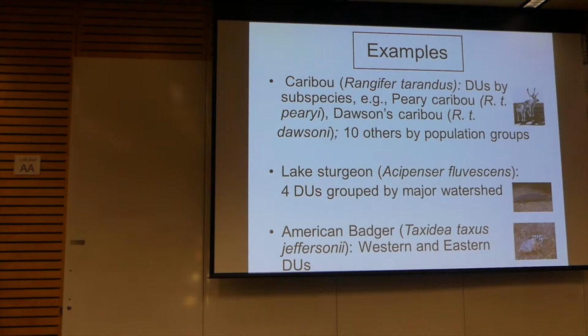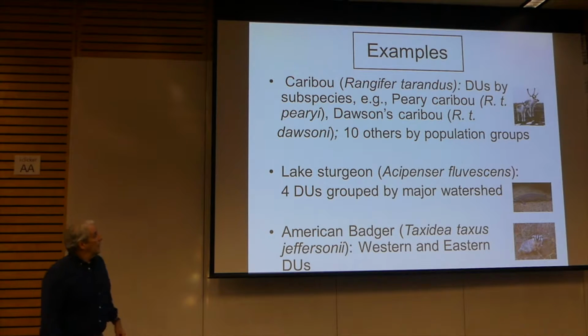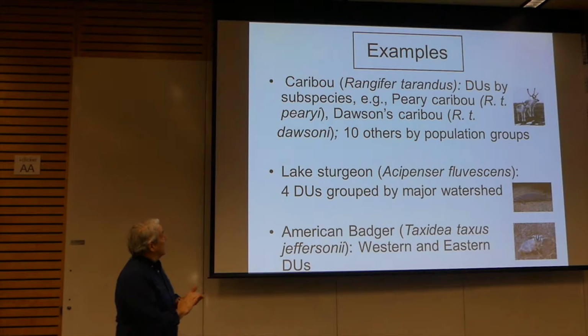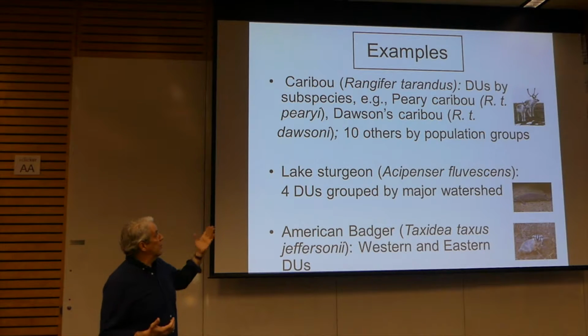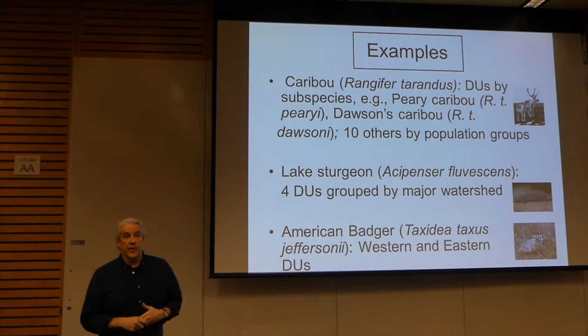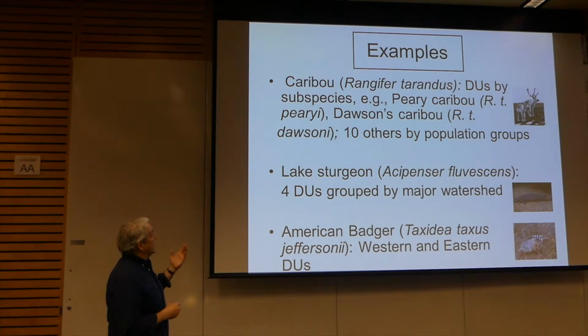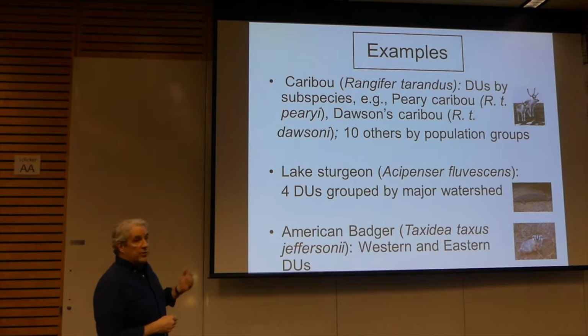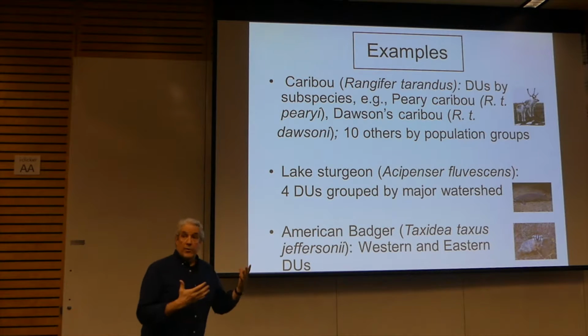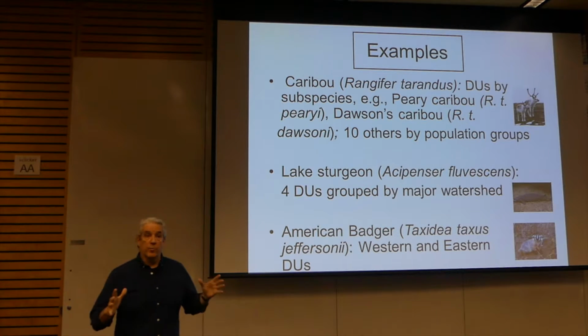So here are some examples. The caribou is, of course, always in the news. Rangifer tarandus. There are 12 DUs in total. Two of those are recognized simply on subspecies status. There were a lot of other subspecies, but we abandoned those because they didn't make any sense. But the Peary caribou and Dawson's caribou, the latter one is extinct, are two of 12 designatable units of caribou.